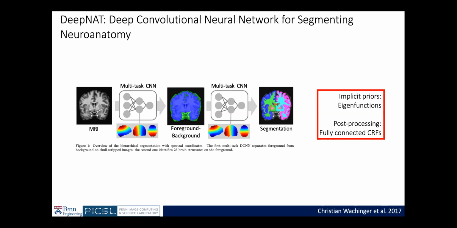So in this particular paper, there are 2 things that I want to highlight. One is this post-processing using CRFs, conditional random fields, which you might have seen in the MRF lecture. And the other is the notion of priors. And in particular, we will look at eigenfunctions. So what I mean by prior, both implicit and explicit, is prior is any information that you're externally giving to the network so that it knows more about your particular modality of interest and your particular anatomy of interest, right?